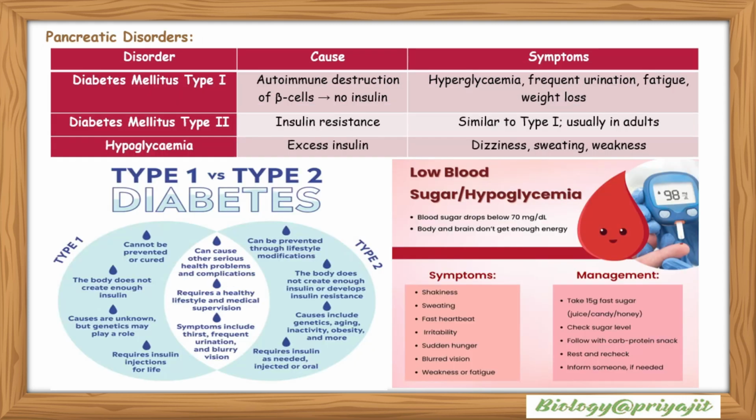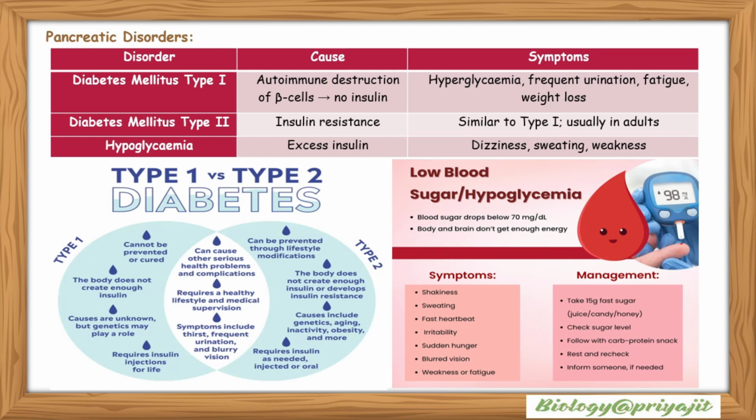Pancreatic disorders include diabetes mellitus type 1, which is caused due to autoimmune destruction of beta cells, so no insulin is released. Its symptoms include hyperglycemia, frequent urination, fatigue, and weight loss. Diabetes mellitus type 2 is caused due to insulin resistance. The symptoms of this disease are similar to type 1, but it occurs usually in adults.